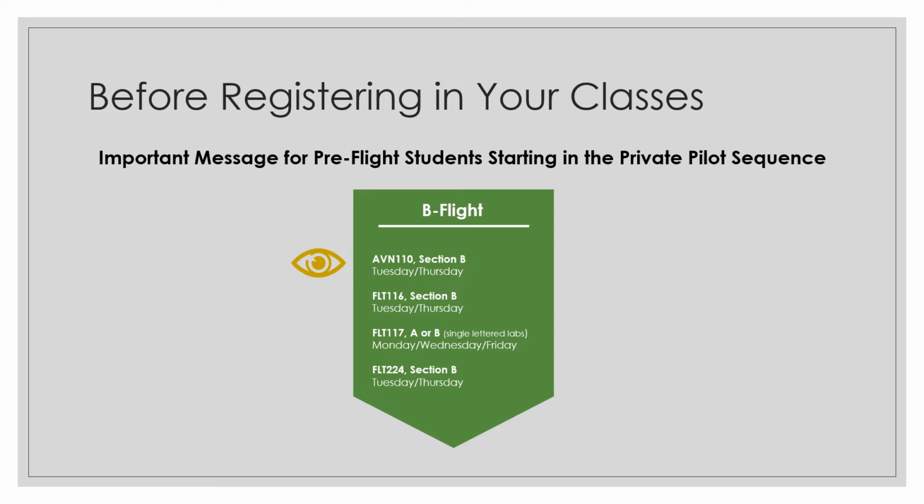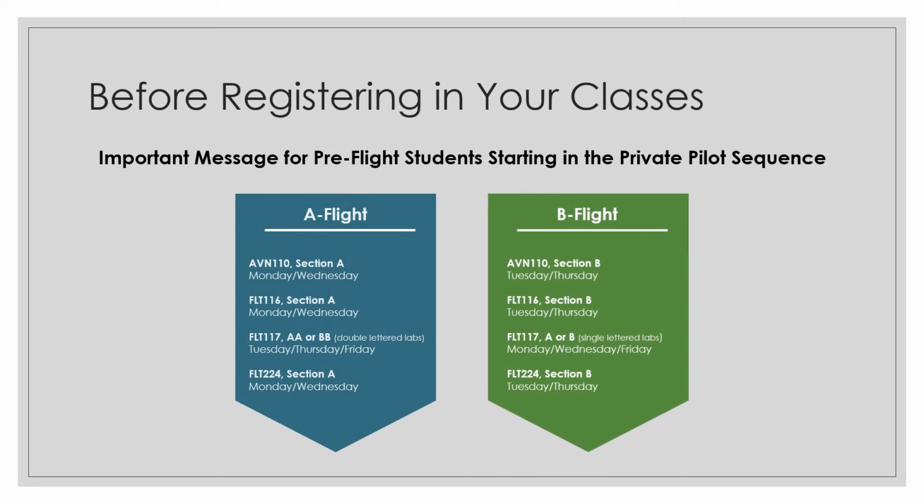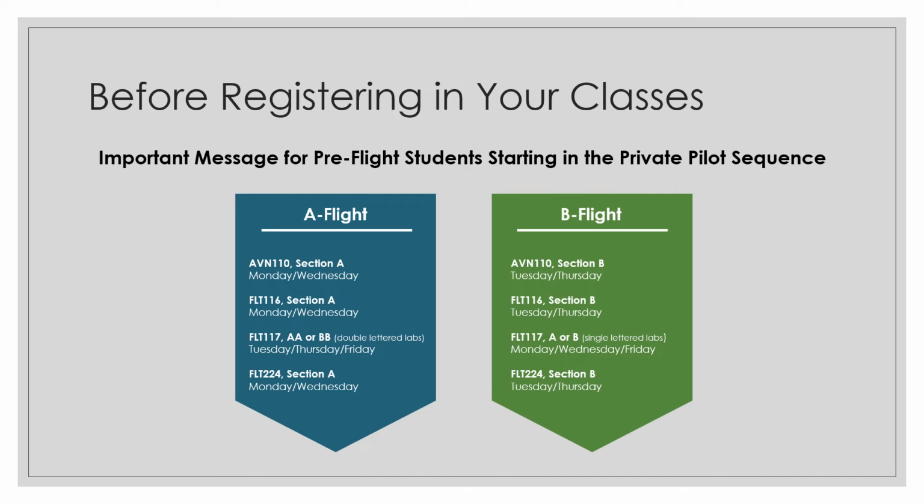B flight students will want to select sections B of Aviation 110, Flight 116, and Flight 224. As B flight students will be enrolled in a Tuesday-Thursday Flight 116 private pilot ground, they will need to take a Monday-Wednesday-Friday Flight 117 private pilot lab. B flight labs are designated with a single letter, for example, A, B, C, and so on. Make note of these cohorts when registering in your first semester.